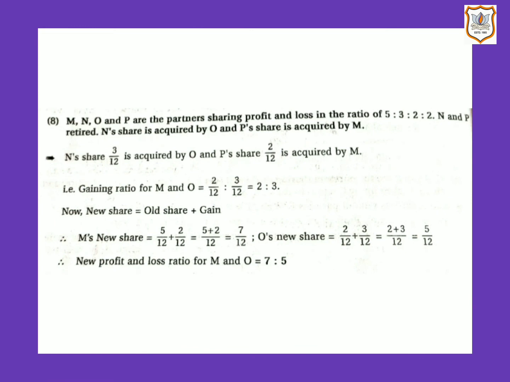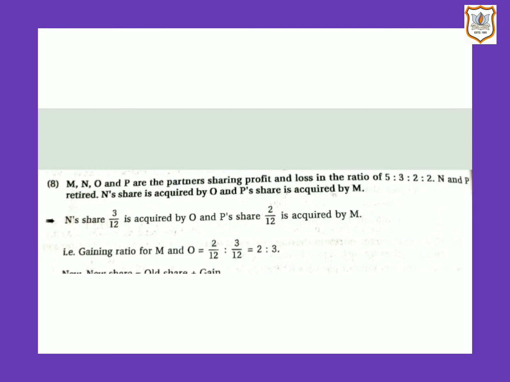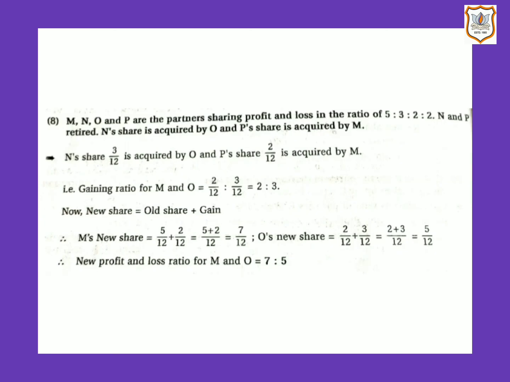Hello everyone. Today we will be continuing with some of the remaining short sums which are given on page number 264. So let's start with question number 8. Here is the question. M, N, O and P are the partners sharing profit and loss in the ratio of 5:3:2:2. N and P retired. N's share is acquired by O and P's share is acquired by M.